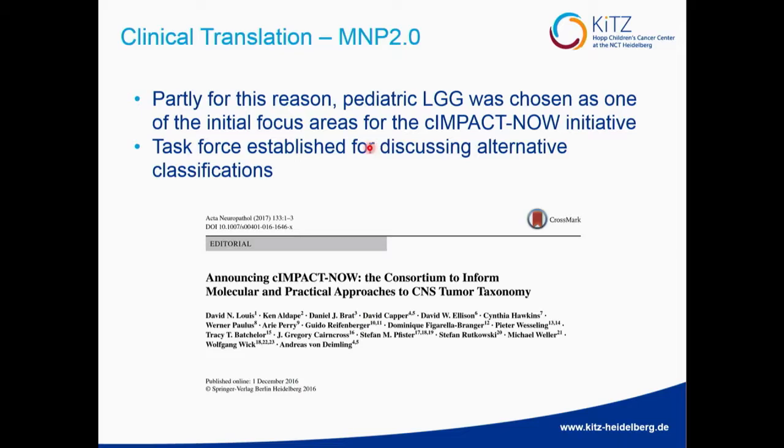So particularly for this reason, one of the topics that was chosen for the cIMPACT group, which is kind of a solution of the brain tumor classification group at the WHO for interim updates that are published online rather than in a book, which I think is extremely helpful, was pediatric low-grade glioma, because we really need to speed up here to make sure that we do not overtreat a lot of patients.